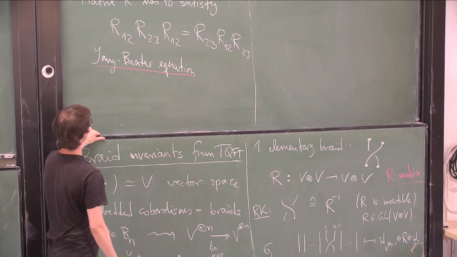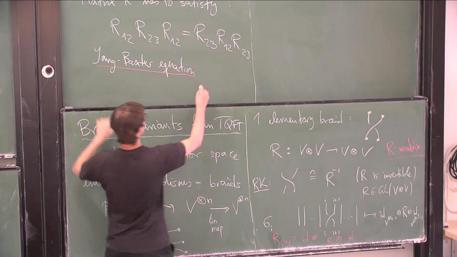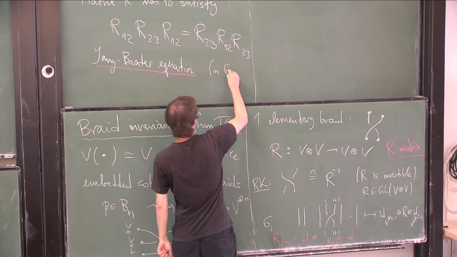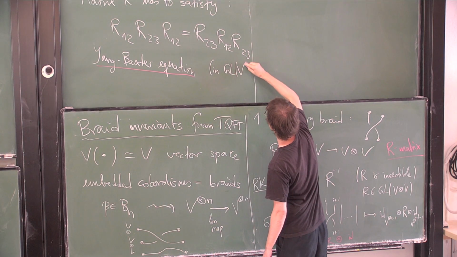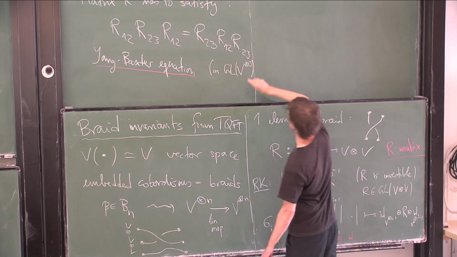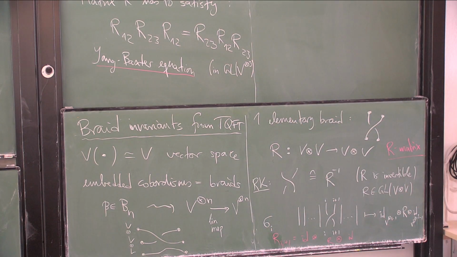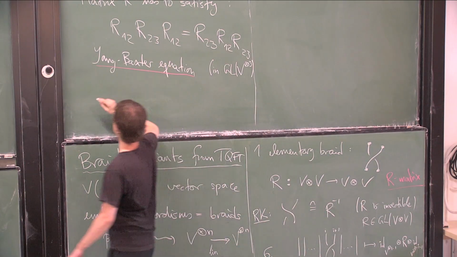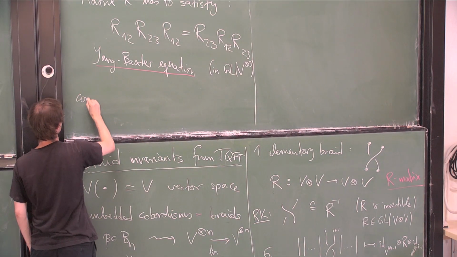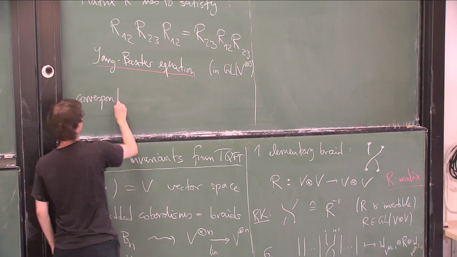So it's an equation on what? It's an equation in matrices, invertible matrices in V tensor V tensor V, so in V tensor 3. And probably you see why. So this relation exactly corresponds to the braid relation.